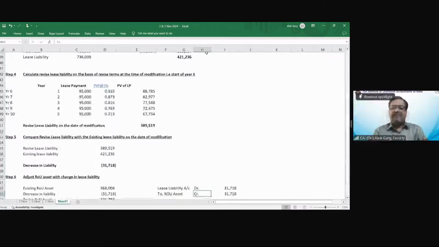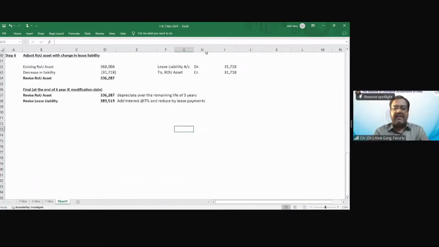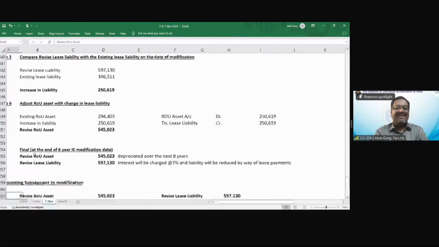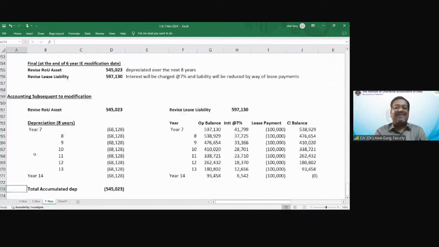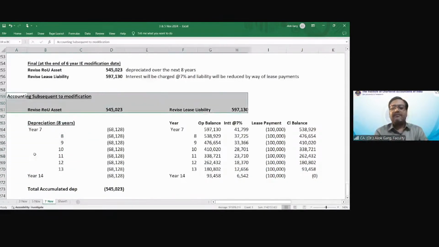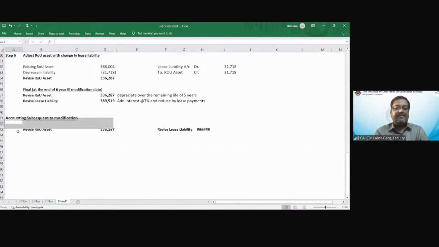So depreciation is very clear, na? Yes, sir. Again, I am writing the same thing. Accounting subsequent to modification. What is my revised ROU asset? 336,287. What is my revised lease liability? 389,519.